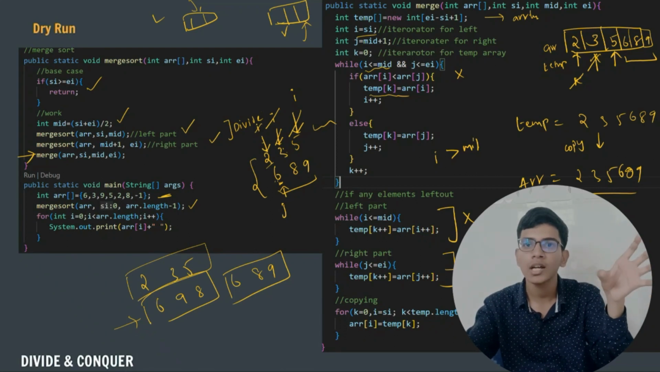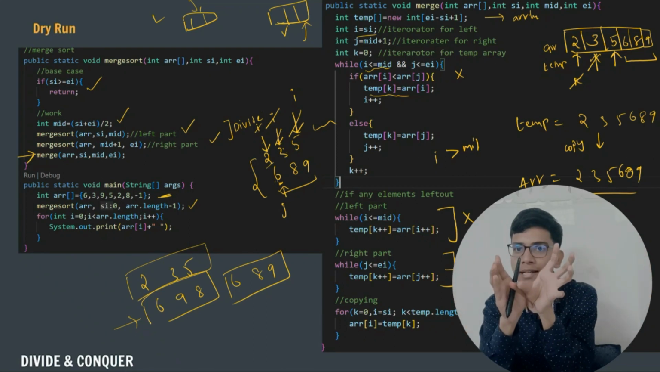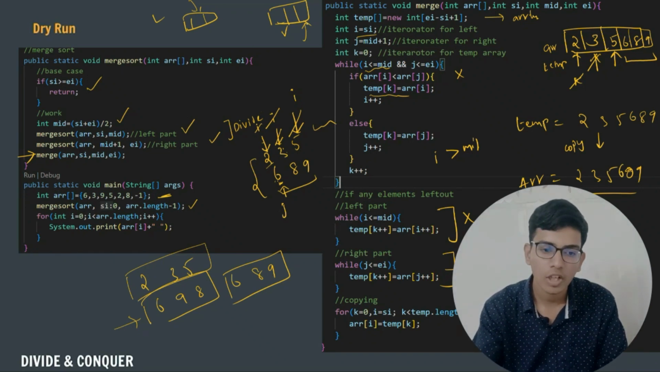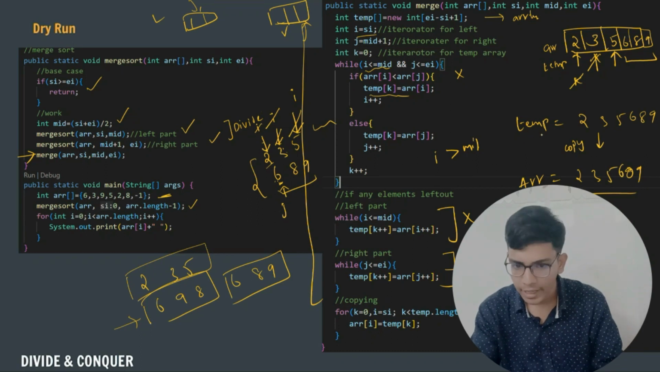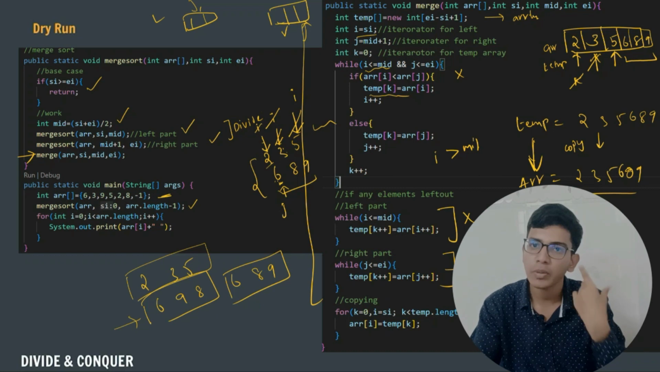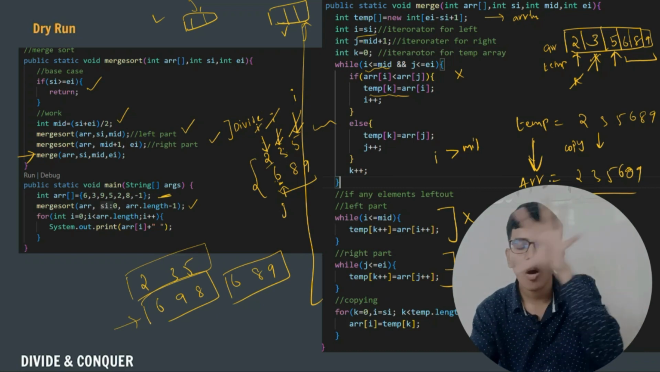After sorting, combine those two, the left part and the right part, using the merge function. After that, copy the temporary array into my actual arr array. After that, print it to my user. So these all are the things going on.